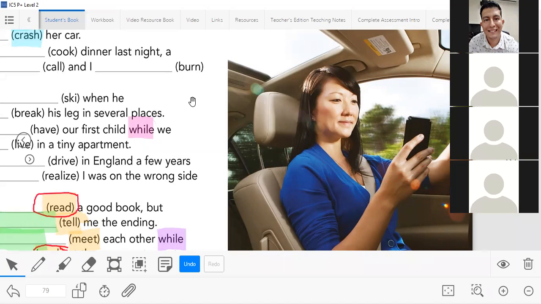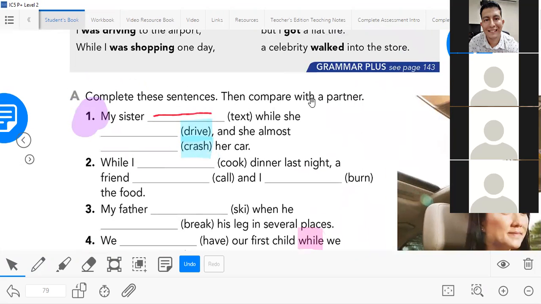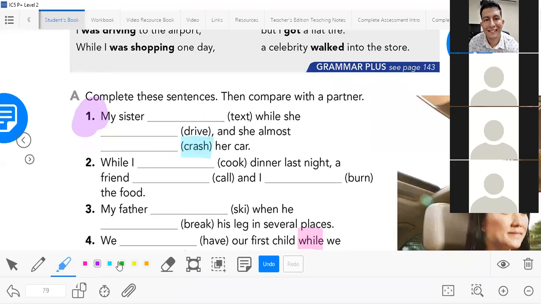This is why in El Salvador, and in many other countries, it's illegal to use your cell phone while you drive. So this person is doing two things at the same time. Or I should say was doing, because it's past continuous. This person was doing two things at the same time. I don't know if that answers your question.